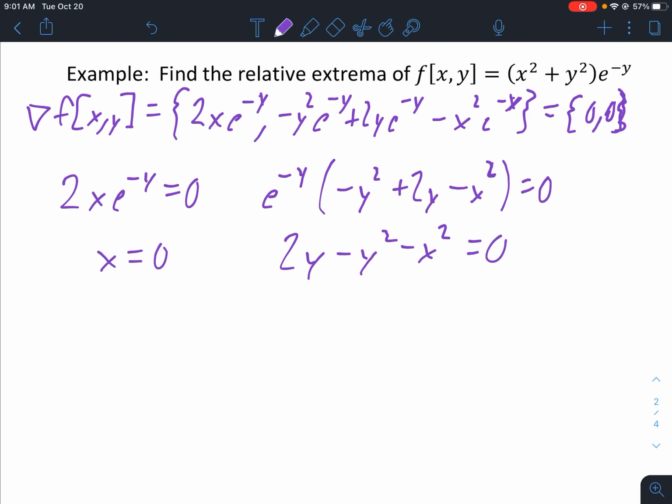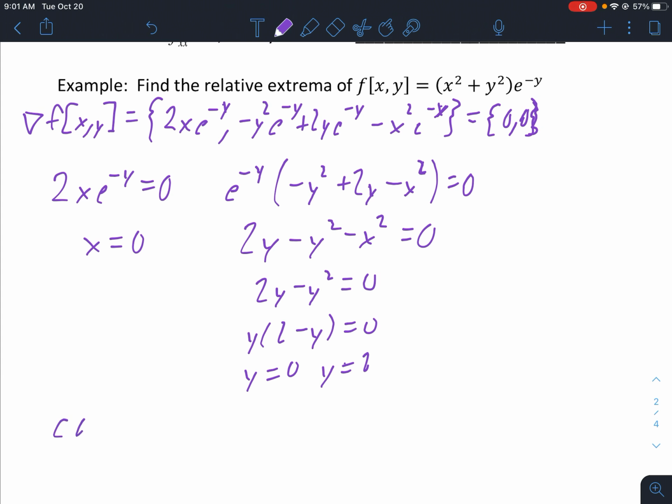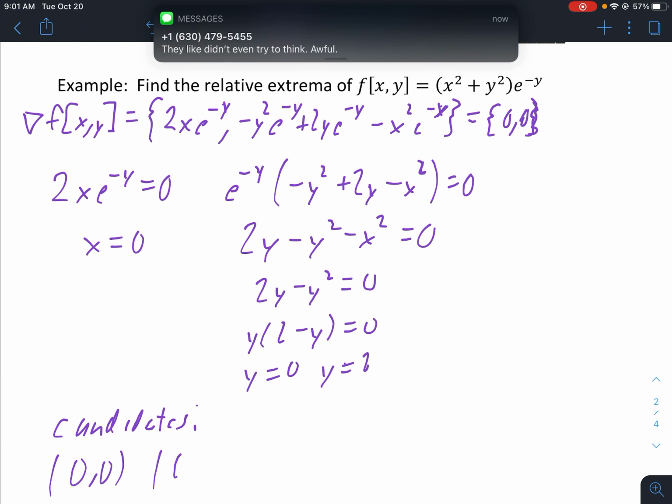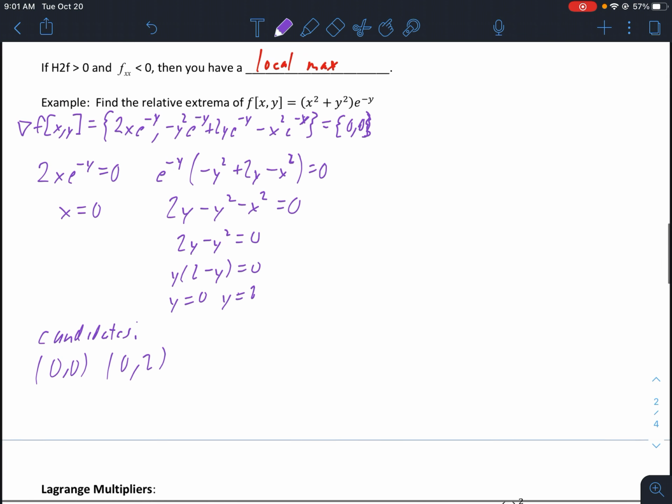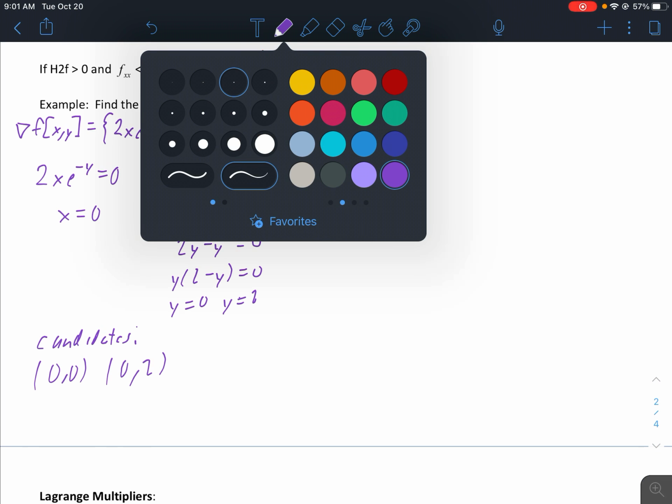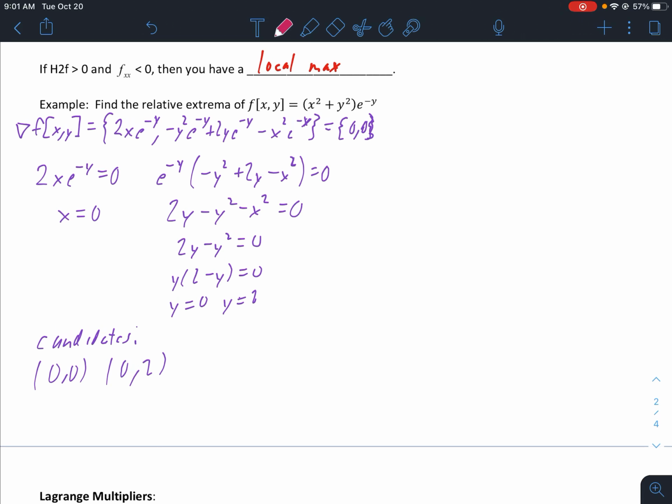All right, we already see that x has to be 0. So if we put 0 in for x and factor this, we get 2 answers. So we have 2 candidates for possible extrema: (0, 0) and (0, 2). So those could be maximums, minimums, or saddle points. Our next job is to figure that out.